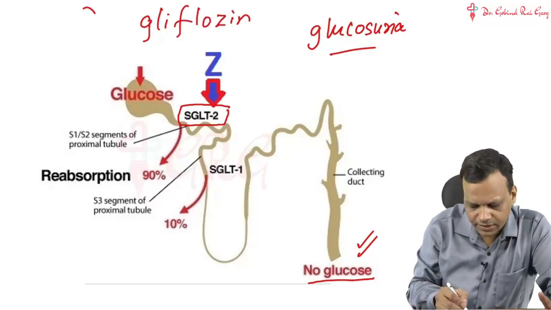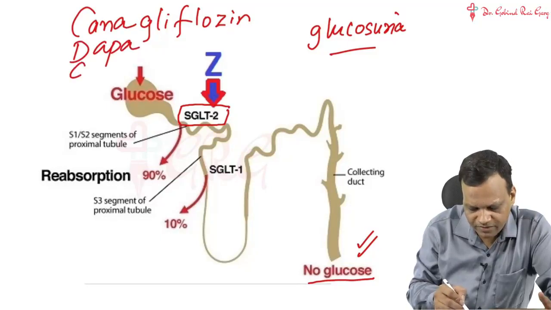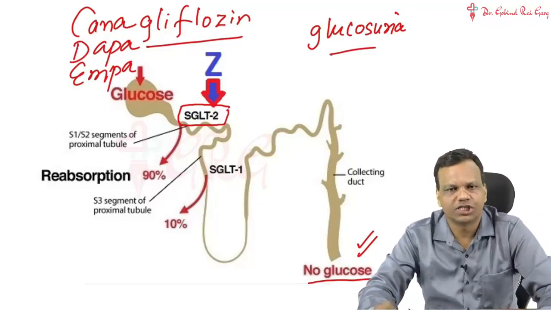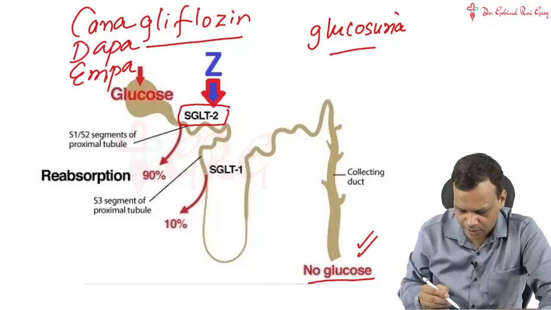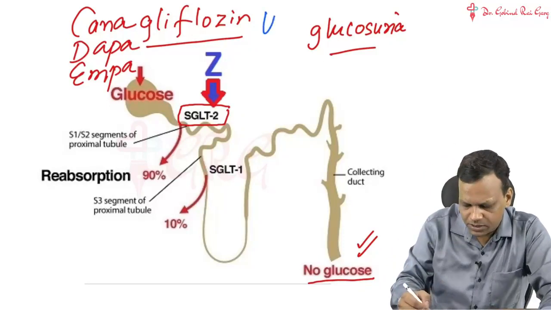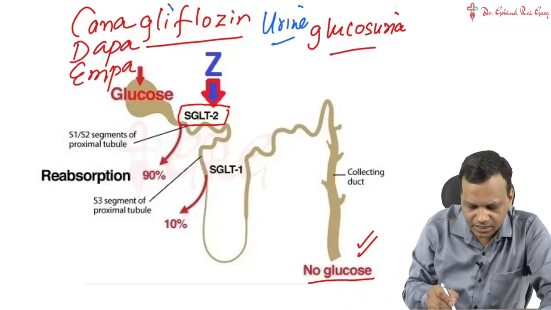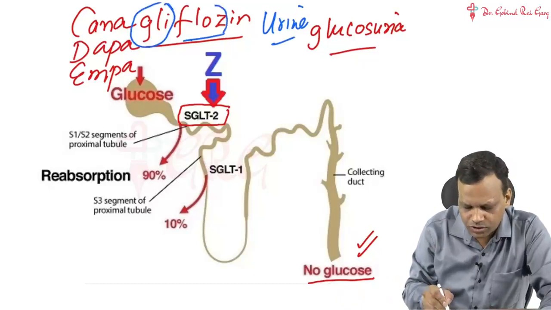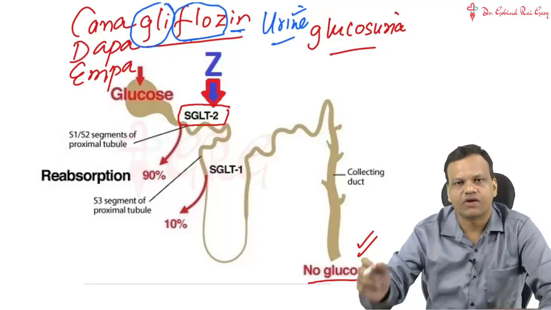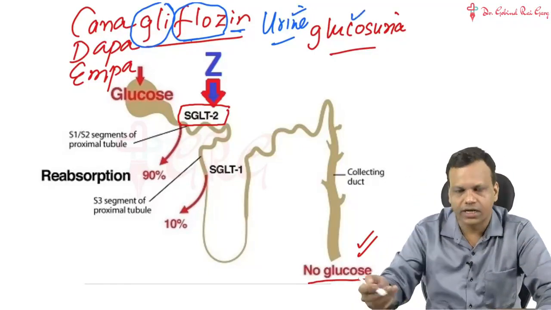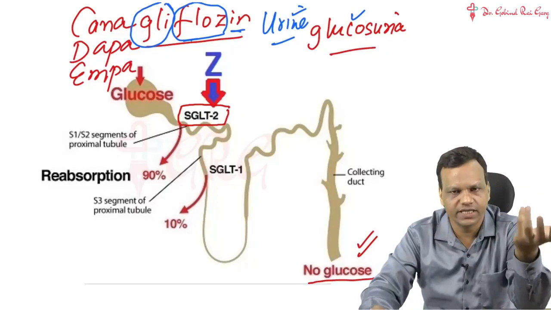Gliflozins like canagliflozin, dapagliflozin, empagliflozin. Any drug ending with gliflozin acts by causing glucosuria due to inhibition of SGLT2. You can remember from the name, if we write urine at the end, everything will be clear: gli means glucose flows in urine. After giving these drugs, glucose will flow in urine, so glucosuria occurs and blood glucose will decrease.